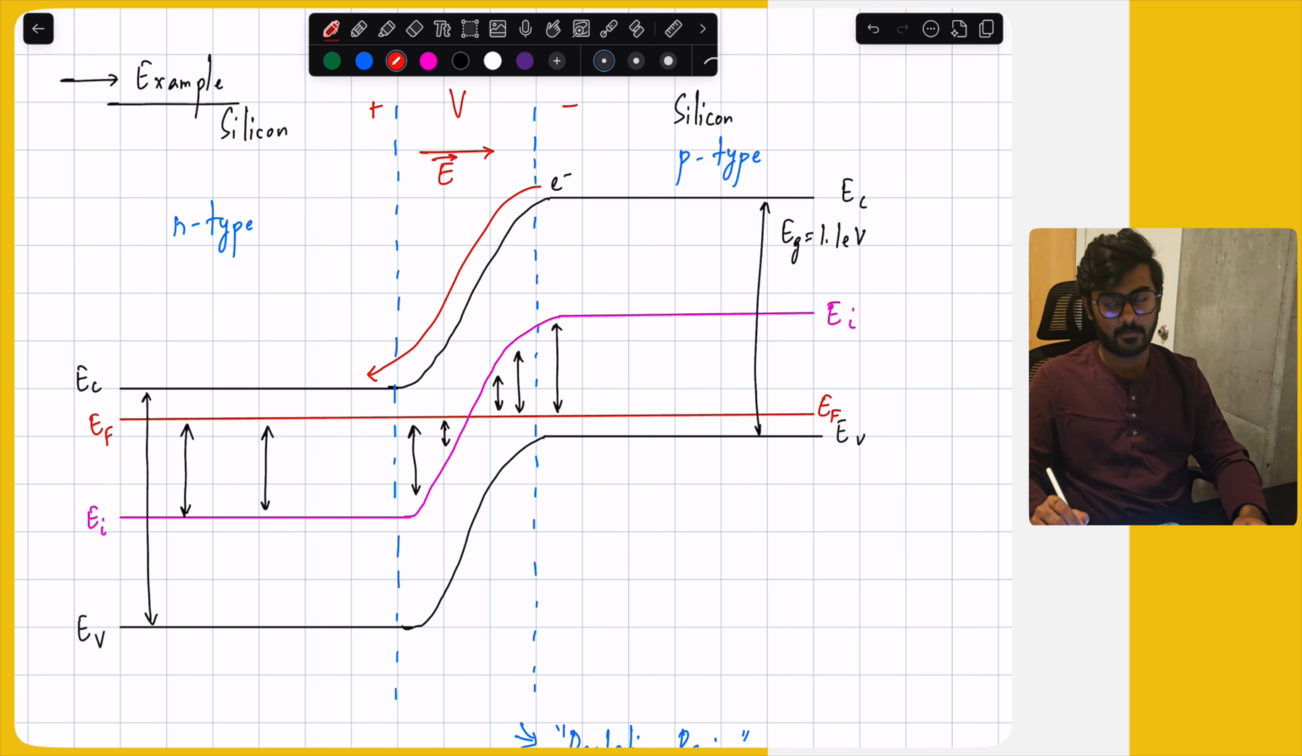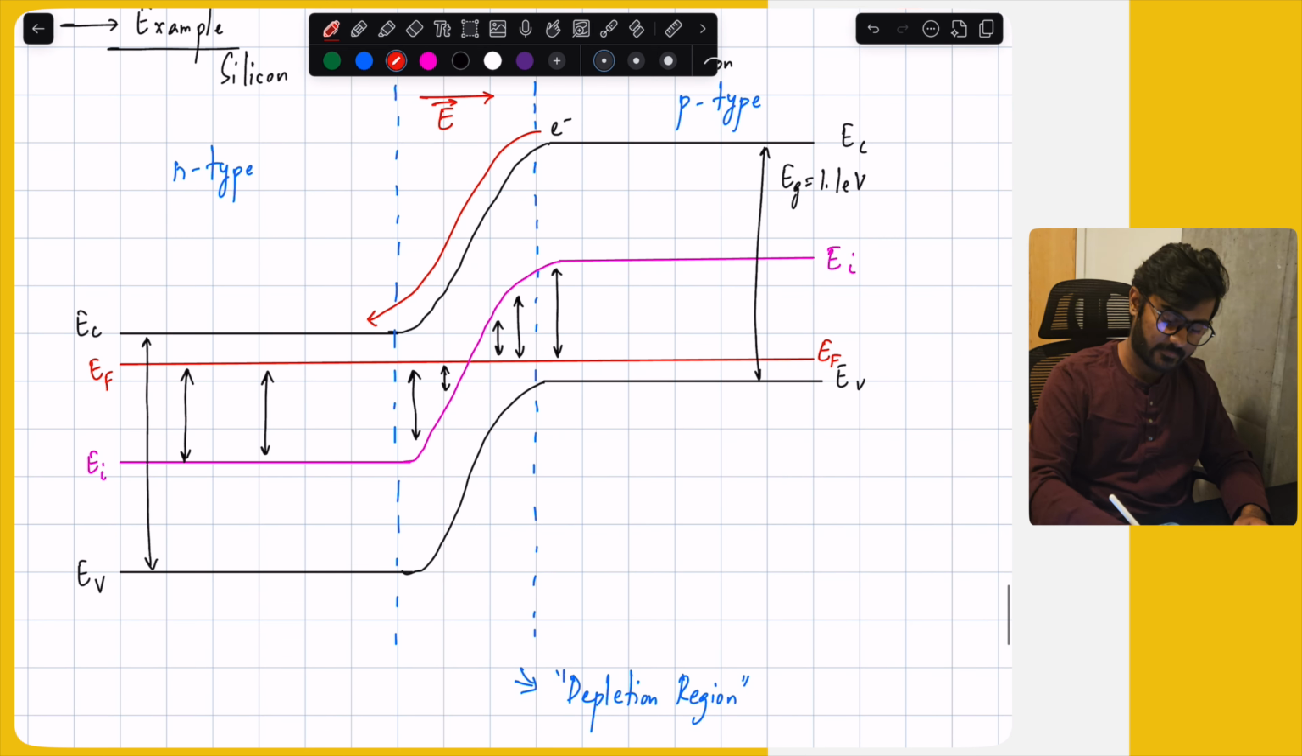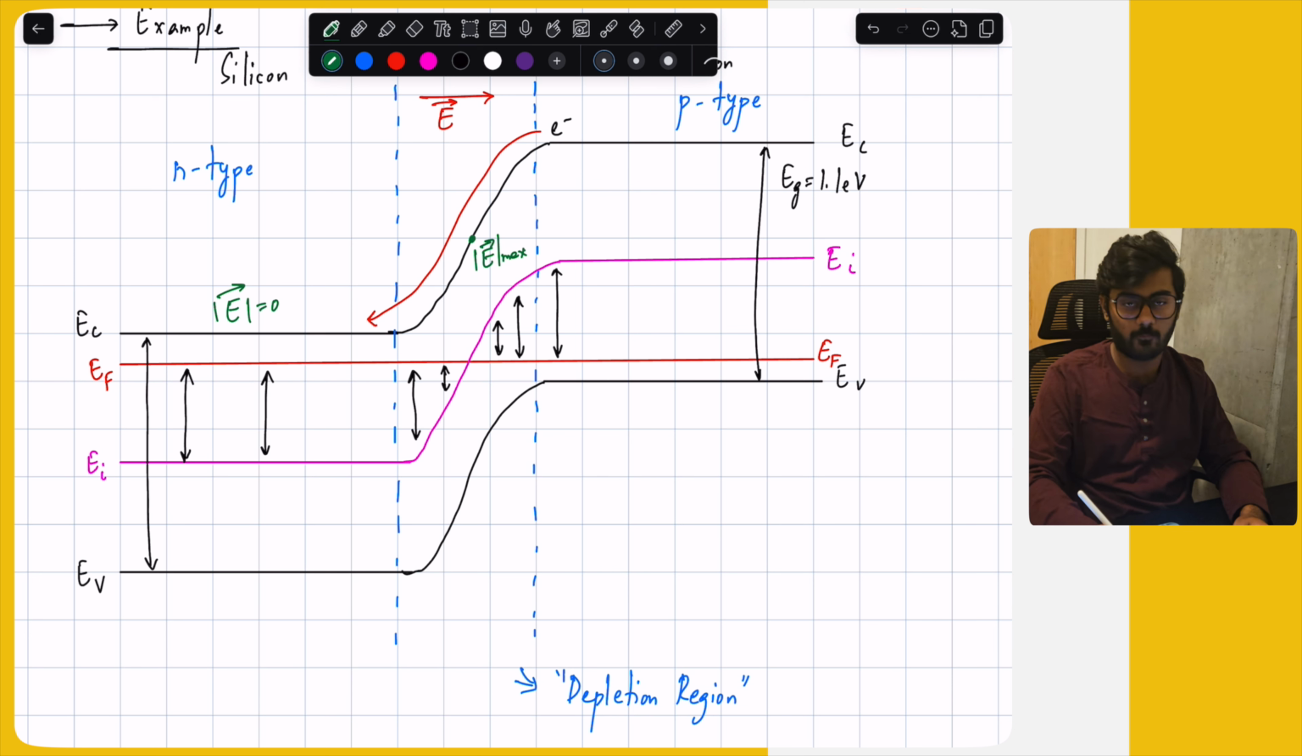That is by finding the slope of these energy bands. So we can see that at the edges your electric field is 0. The magnitude of electric field is 0. As I'm moving towards the center, your slope keeps increasing. So at the center, your electric field is maximum. And again, as I move away from the center, your electric field goes back to 0.